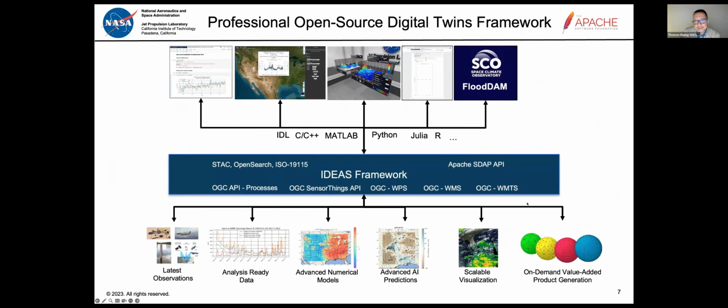So the group here is talking about a lot of standards. Well, obviously we look at a lot of standards in building this framework. And definitely, as I mentioned before to the organizer, we are definitely looking at the Processes API. We also look at the SensorThings API as a way for building digital twins, interoperably connecting with the European partners. We are also looking at WPS and WMS, WMTS.